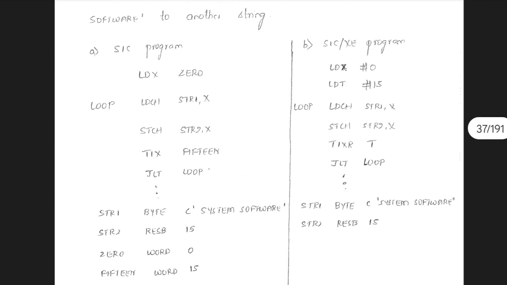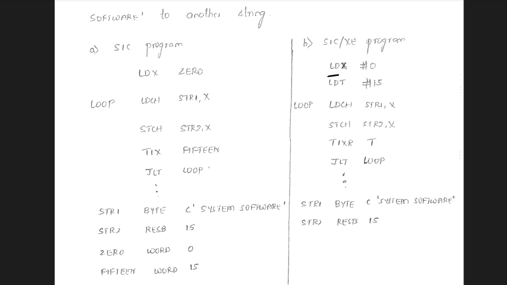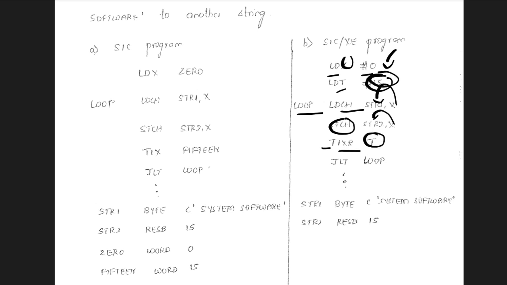Same question, how do you write for SIC XE: LDX #0, in X register you are storing 0, in T register you are storing 15, then loop it. Loop what? Load the character in str1, the first character, then store it in str2, then increment it. TIX is for incrementing, so it will be incremented. I guess it is 14, so it will become 14, and it will again loop until it is 0. It will loop, so all the characters will be passed one by one to str2 from str1.